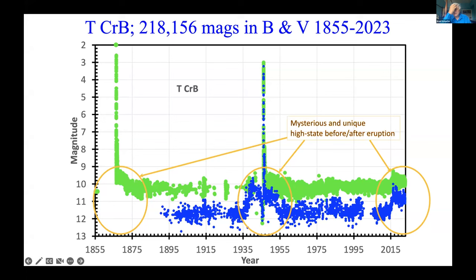And for what it's worth, there's no published theory to explain why this high state is there. We have no idea what powers the high state. And I think part of the reason is that the realization that T CrB had these high states only came when I started going out and getting this full light curve, and you could actually see starkly that there is a high state in here. But it still leaves us with the question of what on earth is going on?